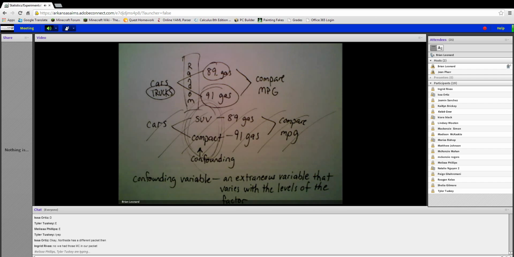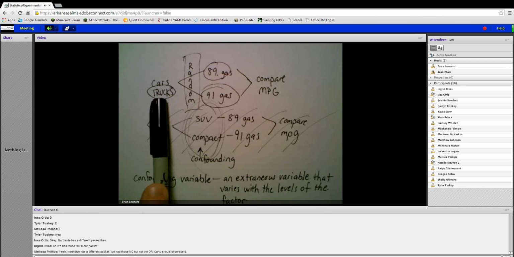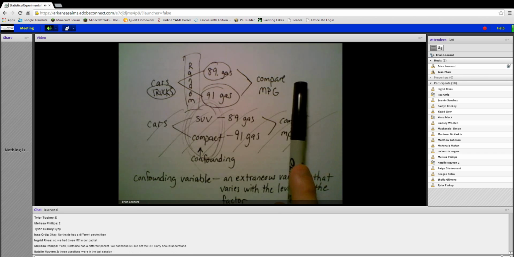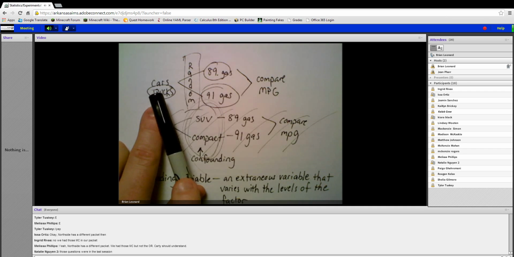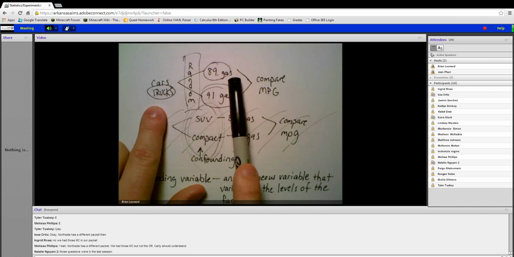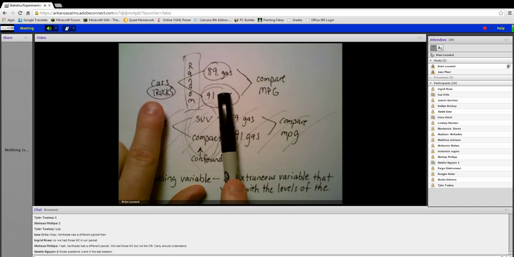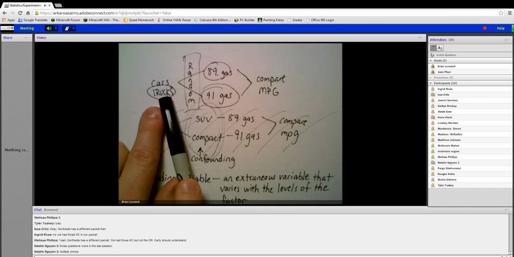Okay? So what we call that is our scope of inference. If your experiment is only on trucks, the only thing that we can conclude in the end of our experiment is that the gas will give you better mileage for trucks.